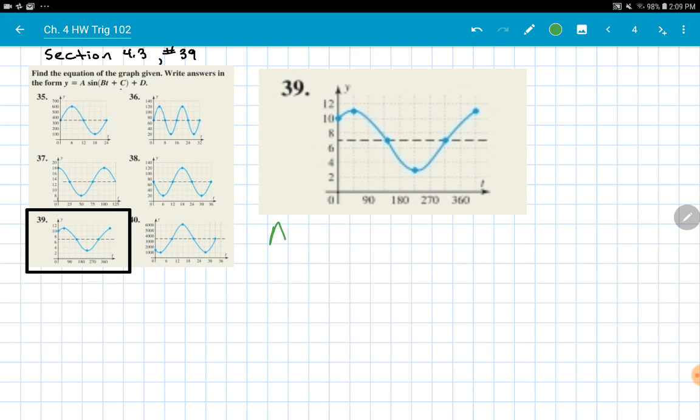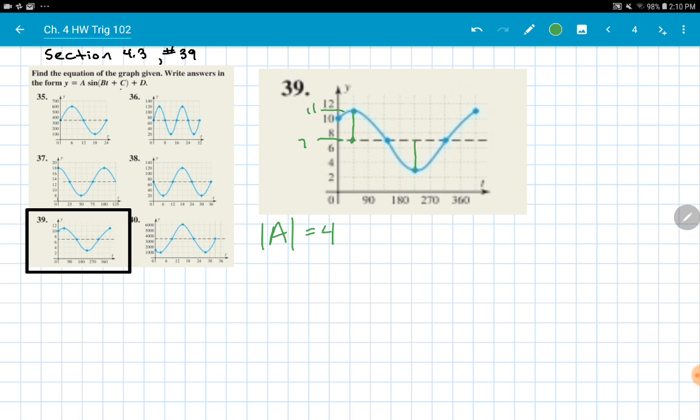So A, or the absolute value of A, is going to be the distance between that center line and the peaks. So that distance, or this distance, and they'll be equal. And that distance is going from, let's see, 11 to 7. So that is 4.